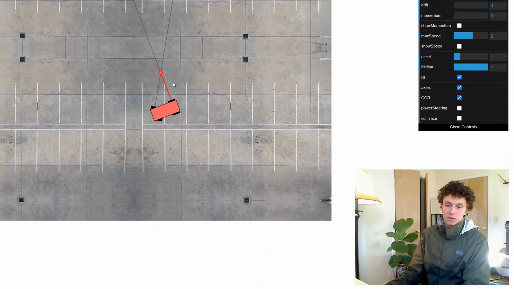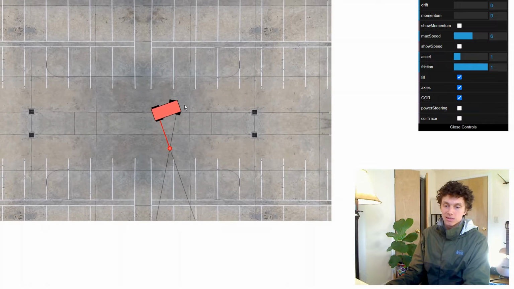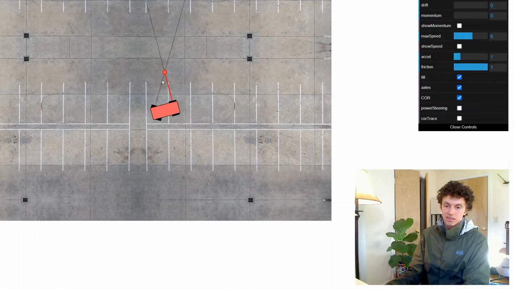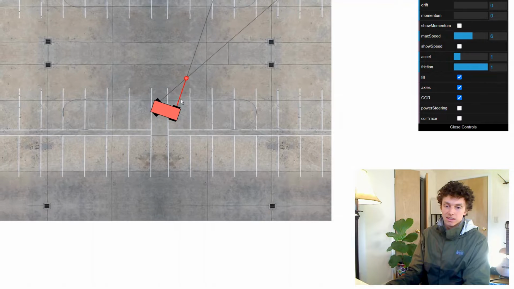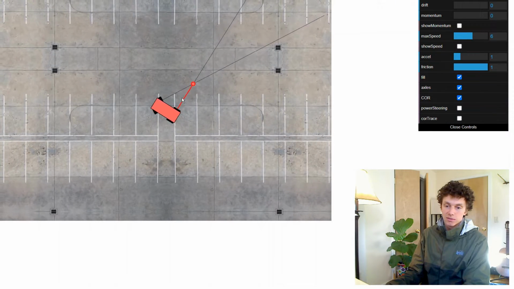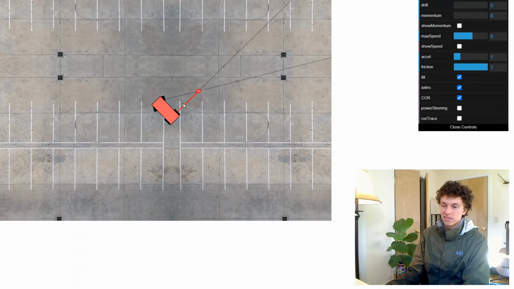Okay, so once we can do this, you can calculate the next position of the car because we know the turning radius of the car, and we know the center of rotation. So you can just apply some small theta and just rotate the car about the center of rotation.